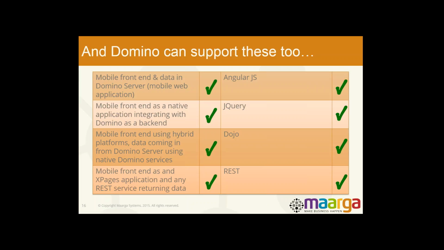The second option is you could also use Domino as a backend for a native application, because you have the ability to create and generate data, pull data out of Domino and push it into a native application through standard web services and calls.